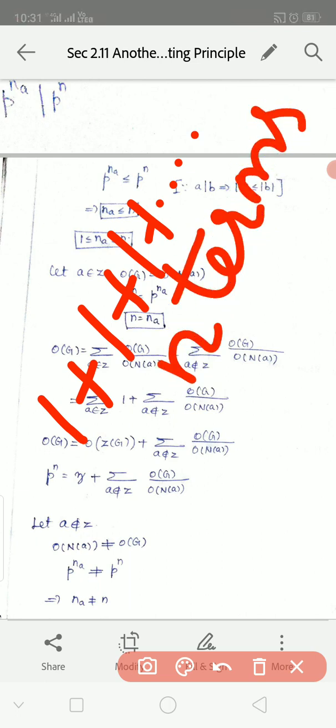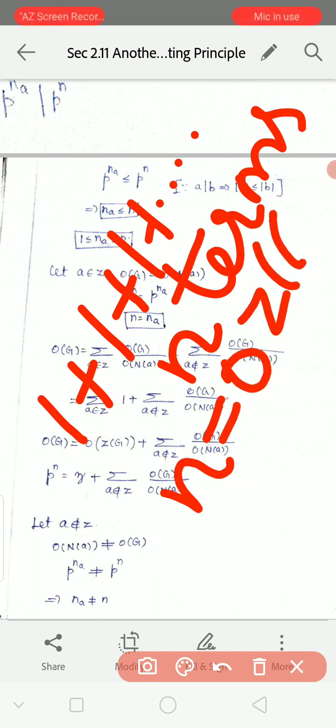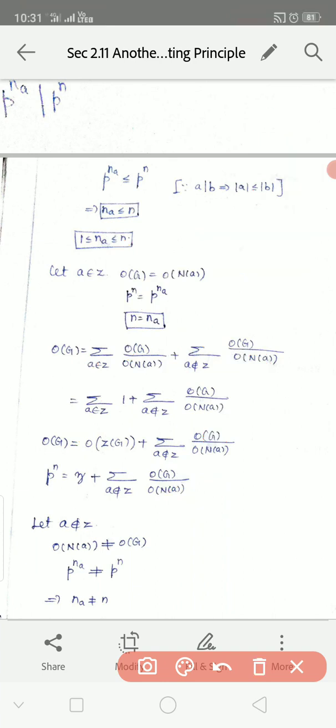So 1 plus 1 plus 1 up to n terms, we get n, and n equals order of Z of G. So the first summation value we get is order of Z of G, plus summation over a not belonging to Z of order of G divided by order of N of a. Here we assume order of Z of G equals z, that is, the center of G contains z elements. So order of G is p power n. Order of Z of G equals small z, plus the summation over all a not belonging to Z of order of G divided by order of N of a.